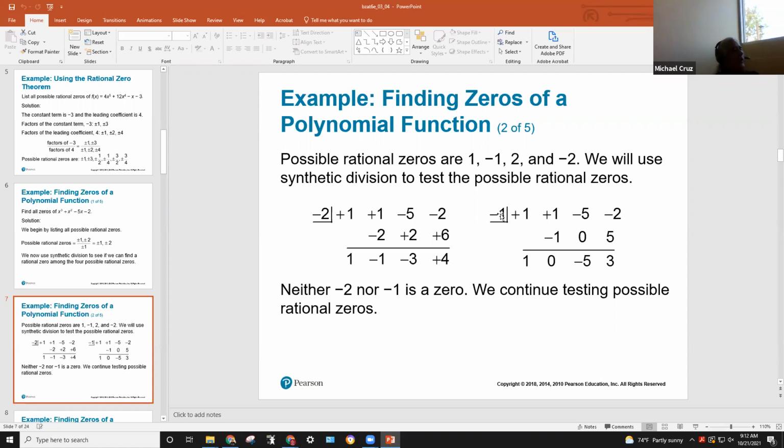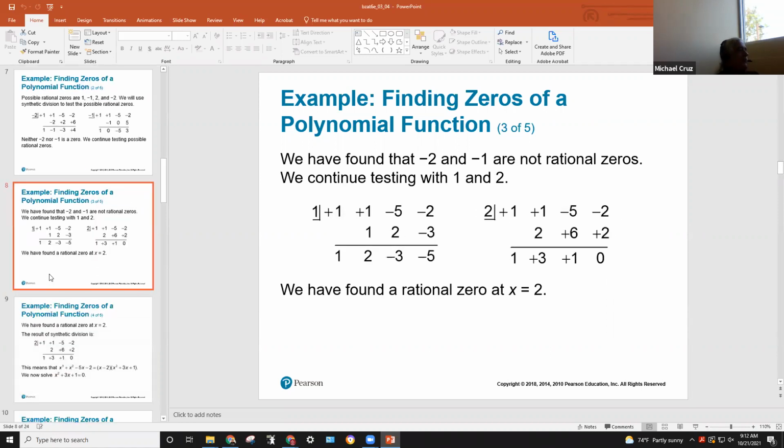Now let's just do the -1. So again, 1, 1, -5, -2. Bring down 1. -1 times 1 is -1. Add them up, 0. -1 times 0 is 0. -5, -5. -1 times -5 is 5. Again, you're going to come up with 3. So this is not a solution, not a 0.